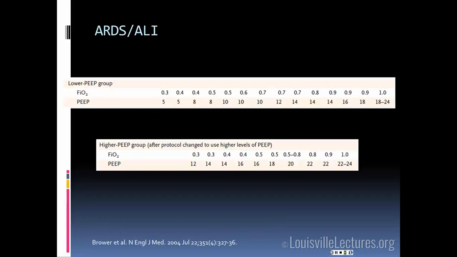So those are the tables that they used. They would tailor or select the PEEP according to the FiO2 that was required to keep the oxygenation we already talked about, a pulse ox above 88, a PO2 above 55.